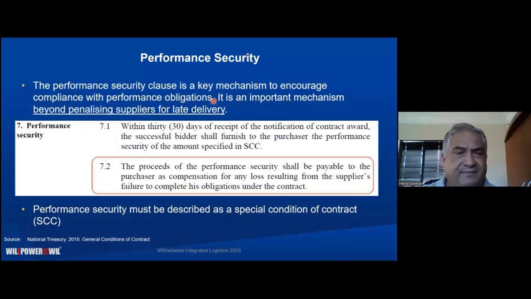So again, this relates back to the general condition of contract clause first. In terms of performance securities, you can see the general condition refers to performance securities, but there's no detail. They then again said you must go and look at the special condition of contract, like a lot of clauses in the general condition of contract. And so performance securities must be described. If you want to include it, you must describe it in your special condition of contract.